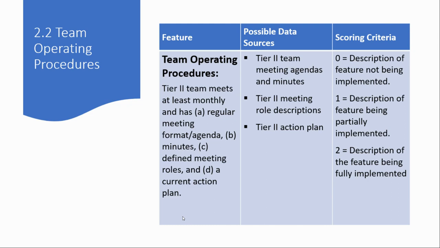A team gets a 0 if the description of the feature is not being implemented. They get a 1 if the description of the feature is being partially implemented, and they get a 2 if the description of the feature is being fully implemented. So again, as we said in the first video, it's very important to keep your artifacts organized and in a place that's accessible.